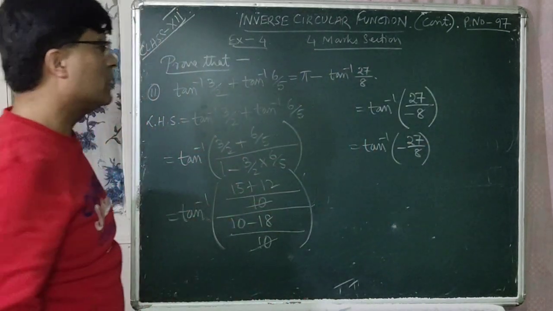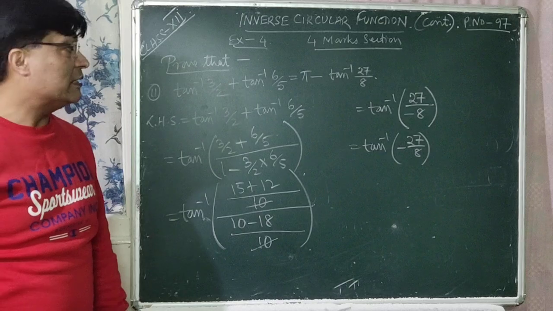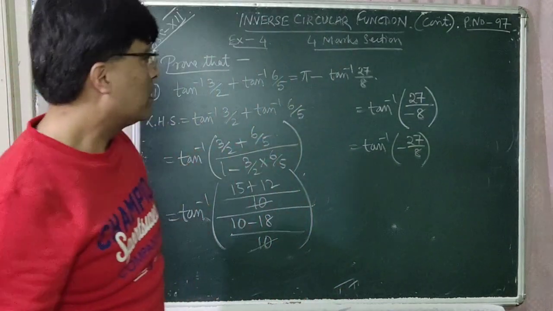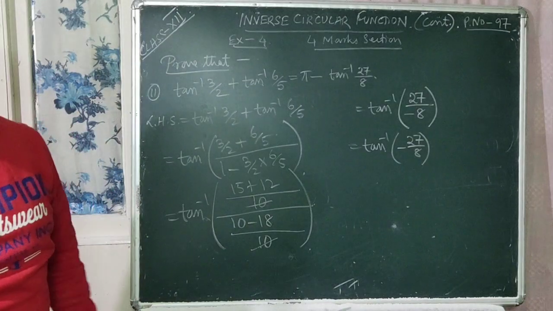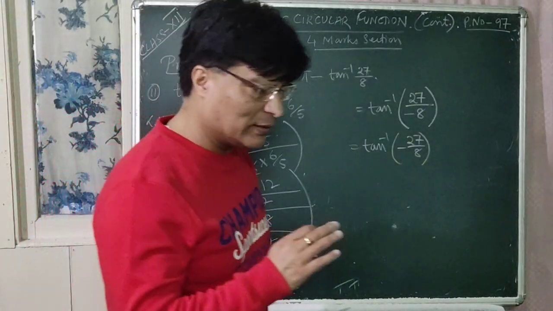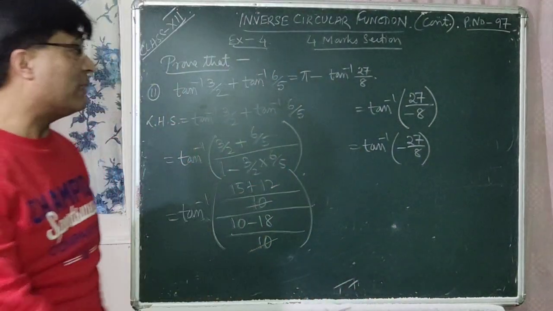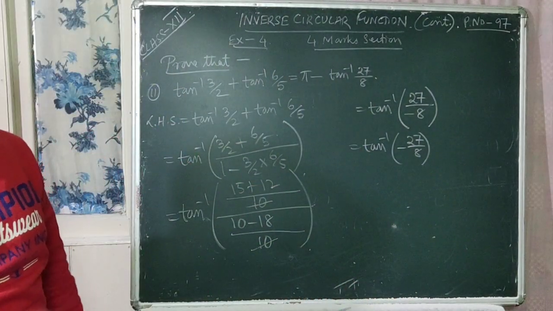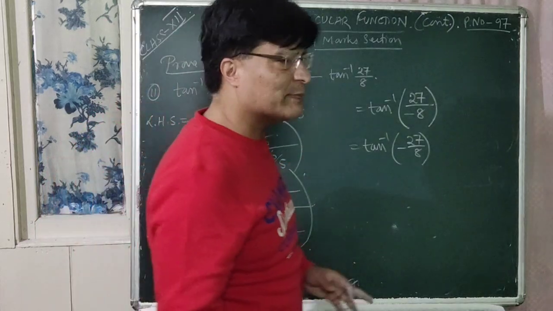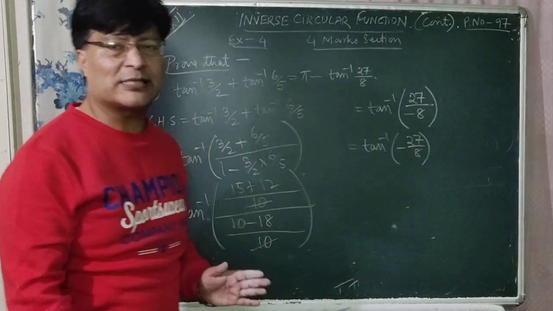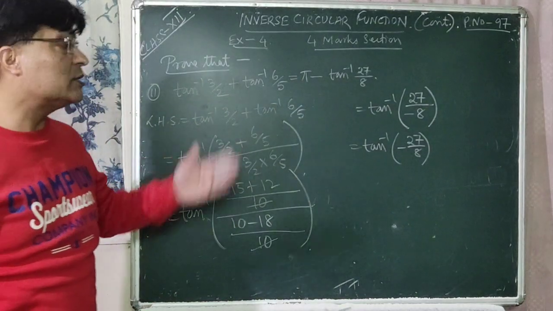But you have to prove pi minus tan inverse 27 by 8. So how can you prove it? So tan of which angle is minus 27 by 8? We don't know. Tan of which angle is minus 27 by 8? Actually, we don't know, isn't it? This is not the standard value. So how will you simplify it?